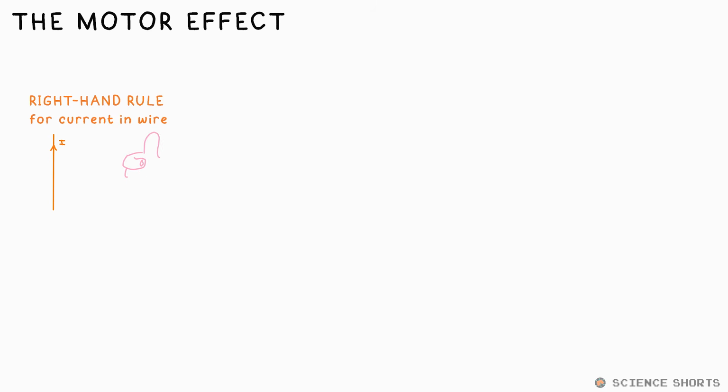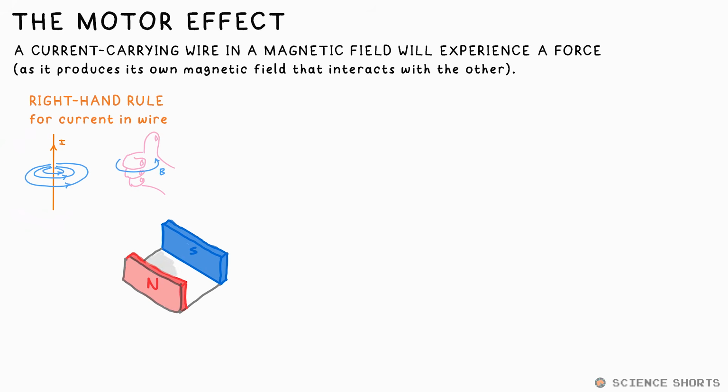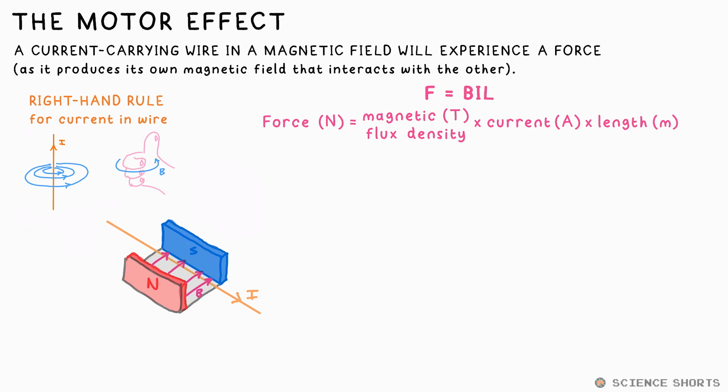A current flowing through a wire will produce its own magnetic field. The motor effect is when such a wire is in another magnetic field and it will experience a force. The equation is F equals BIL, where F is force, I is current in amps, L is length of the wire in the magnetic field, and B is the magnetic flux density, essentially the magnetic field strength. This is measured in Tesla.